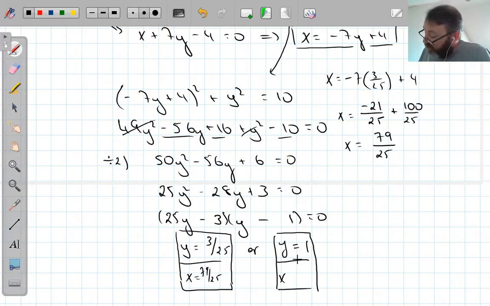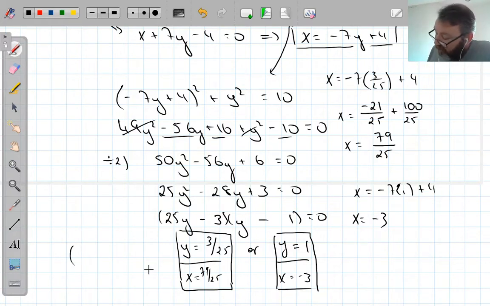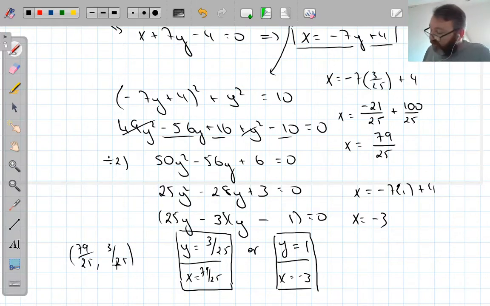And then the second point, well, that's quite easy to do. You put 1 in for y. So that's going to become x equals minus 7 times 1 plus 4. So x is equal to minus 7 plus 4, minus 3. So the first point is going to be 79 over 25, comma 3 over 25. If you're doing honours maths, you have to be used to fractions in your answers. And then the second answer is going to be minus 3, 1. So they're your 2 points of intersection.